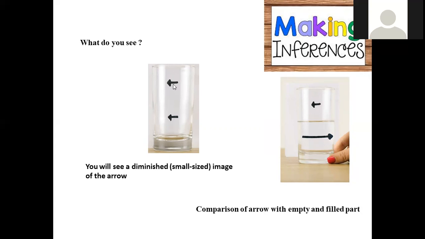Okay, so what do you see? I saw the image of an arrow that is very small, a diminished one with the same direction. Okay, a small-sized arrow was observed. I'm going to compare that arrow with another arrow.